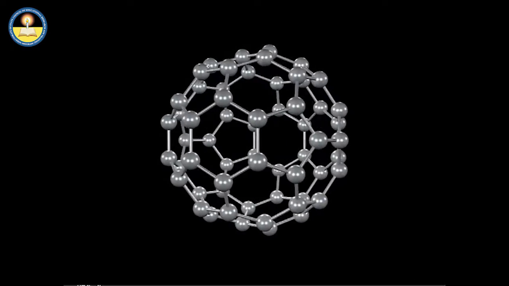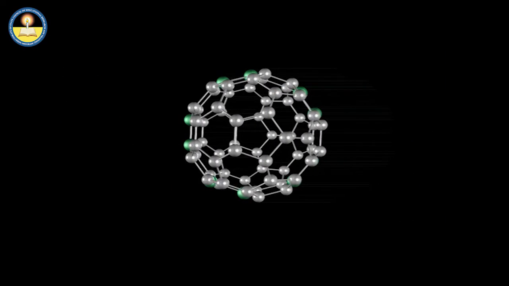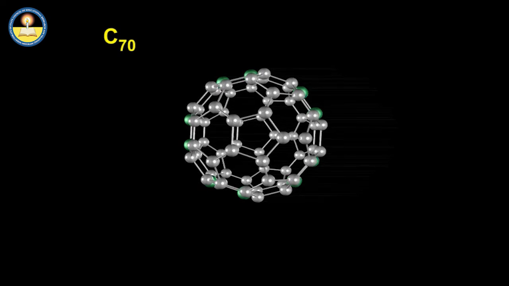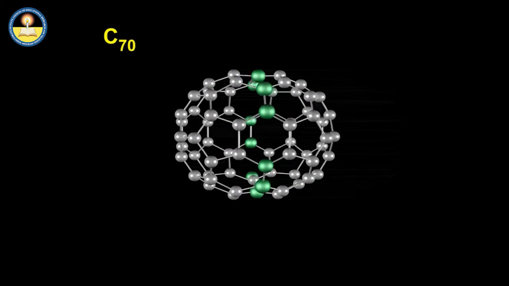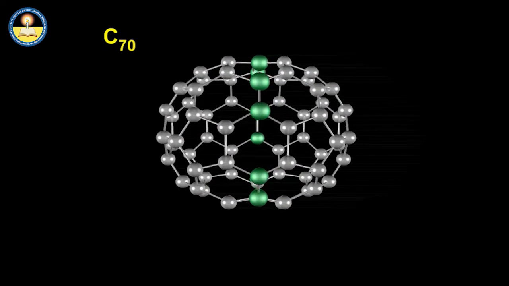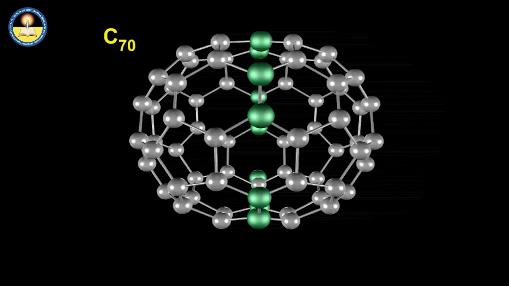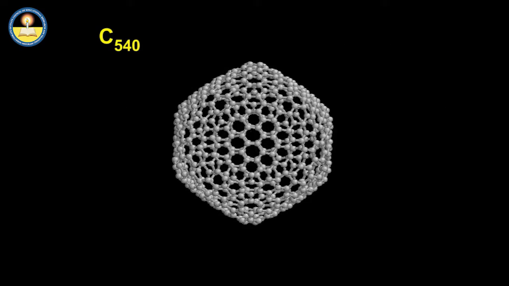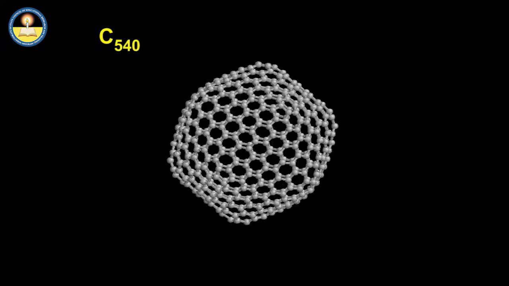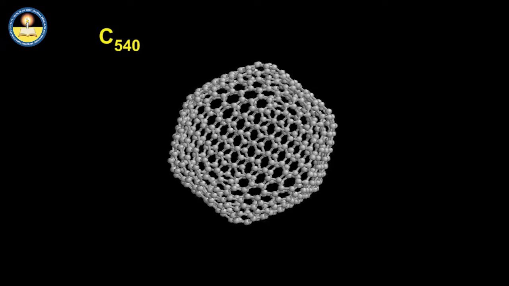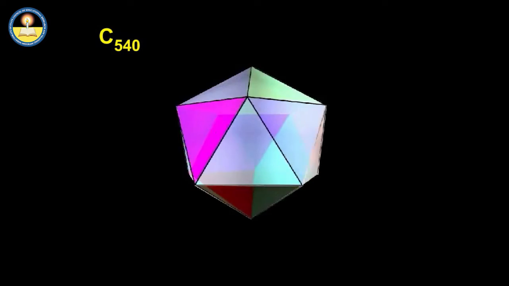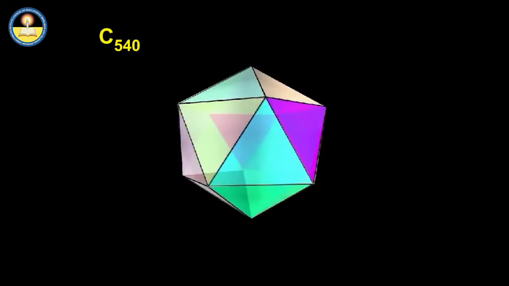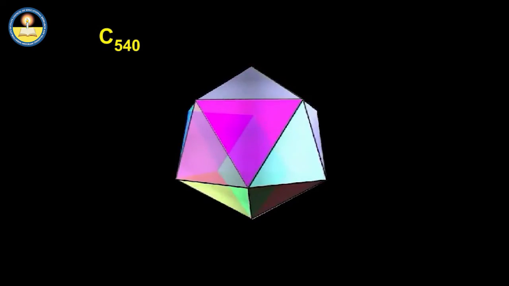Let us have a look at few other kinds of fullerenes. C70 fullerene is such an example. Notice the 10 green atoms in the middle. Another example is C540 fullerene, which exists as icosahedron. Notice the 10 faces in 10 different colors.